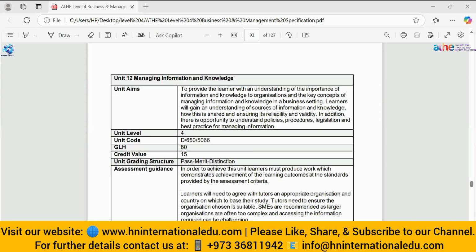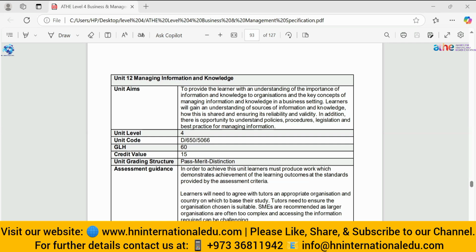This is a new course that is Managing Information and Knowledge. I'm starting the lecture. The unit aim is to provide the learner with an understanding of the importance of information and knowledge to organizations and the key concepts of managing information and knowledge in a business setting.